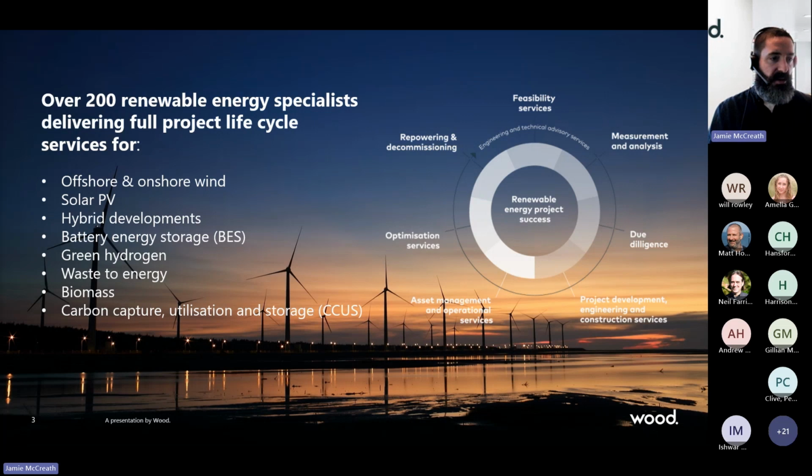Our team that's primarily focusing on onshore and offshore wind and also solar and hybrid developments are based in Glasgow, and we have a Reading office as well in the UK that works more on the latter items on that list, so the green hydrogen, waste energy, biomass and carbon capture. So we're well placed to work on energy projects basically from cradle to grave, from conception to decommissioning of projects, and also repowering if that's a requirement also.